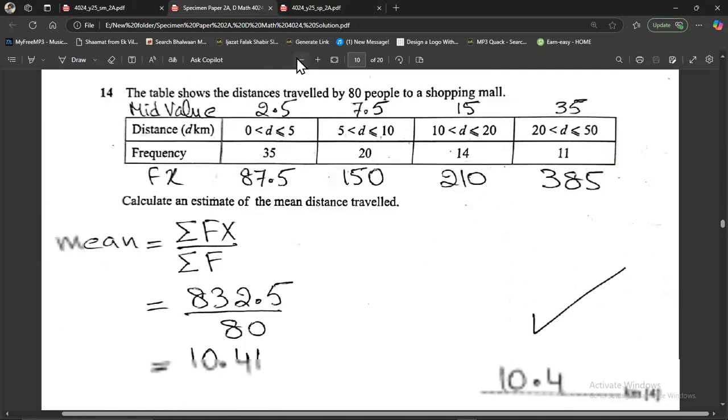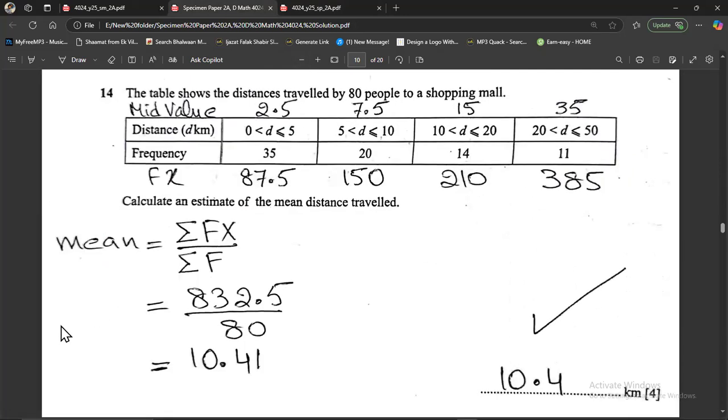Okay. So what we will do, the first class, its mid value will be 2.5. The second class, its mid value will be 7.5. And the third class, its mid value will be 15. And the fourth class, its mid value will be 35. So this mid value is x, this is the frequency.